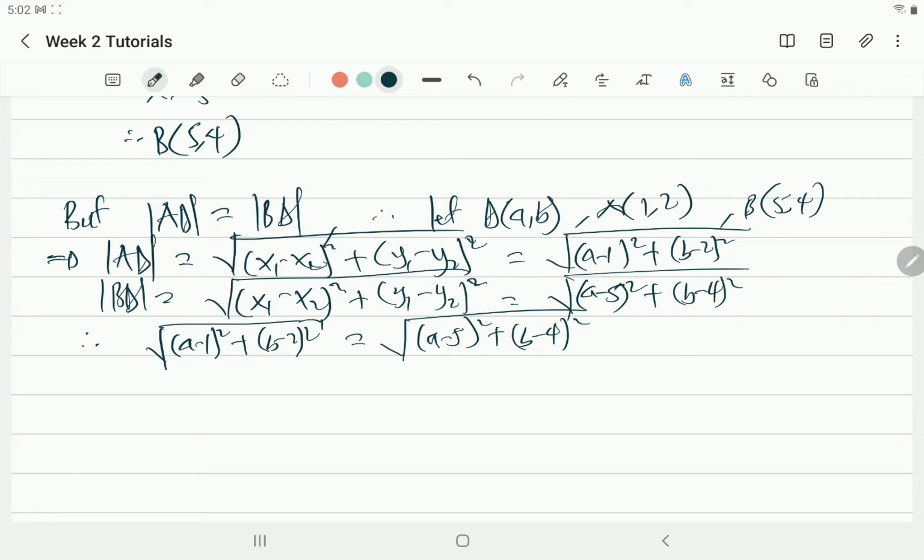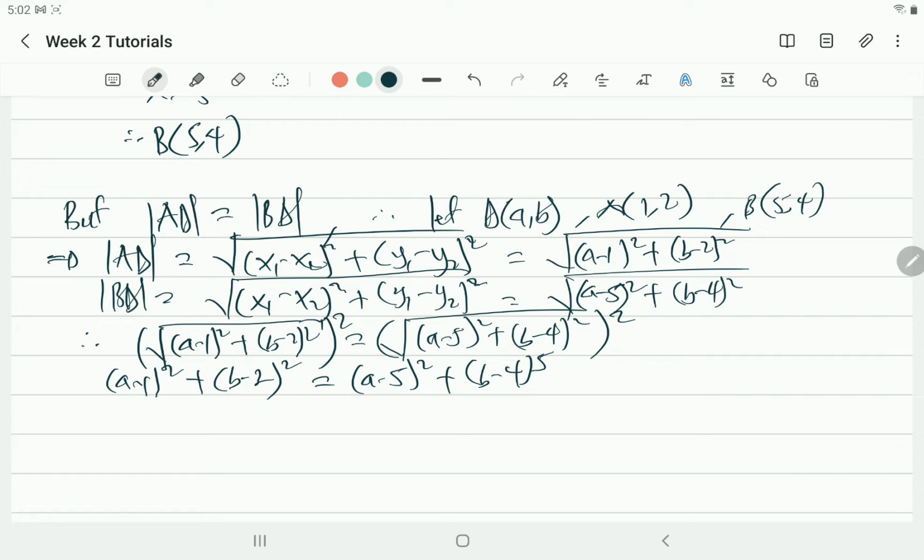We want to eliminate the square root, so it's by squaring both sides. So I can just square both sides, and that gives us a minus 1 squared plus b minus 2 squared is equal to a minus 5 squared plus b minus 4 squared. So this is one of our equations. Let me call that equation star. Yeah, because we are seeing two variables here, it means all we have to do is to at least get another equation in terms of a and b, then we solve them simultaneously, because it's now an equation of two variables.